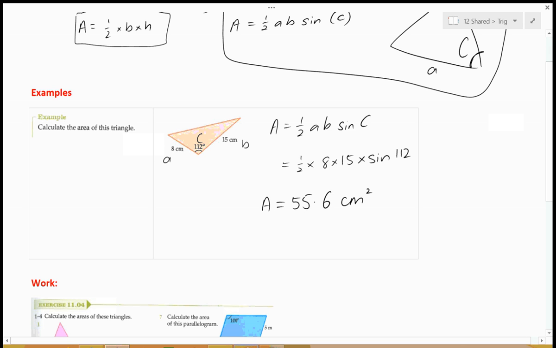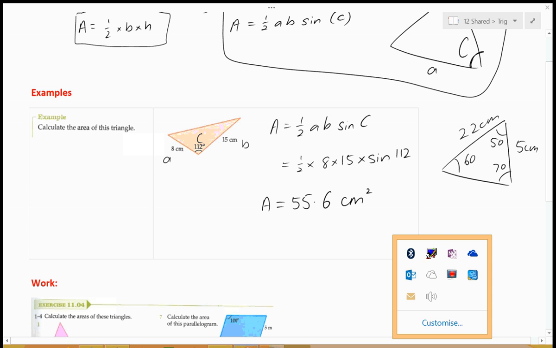Alright? So just thinking about that a little bit, if you had a triangle like this, where you had 50 degrees, 70 degrees, and 60 degrees, and say you were given these two sides here, what angle would you use for your formula? 50, 60 or 70? 50, okay, because that's the angle joining those two sides.